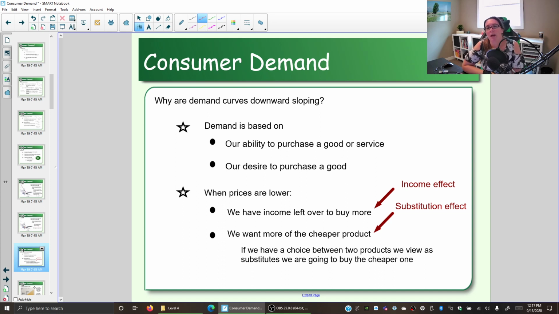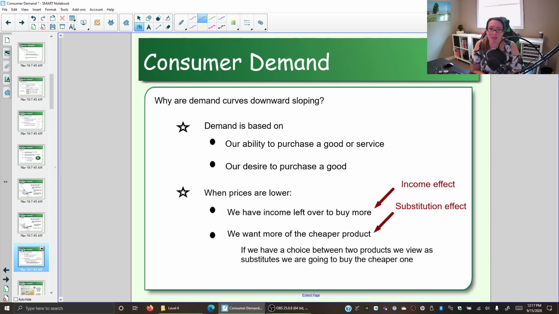Now, what happens if there is a change in price? Well, we said that if the price of a sandwich fell, then we could now afford 2 sandwiches today for lunch. We might be willing to buy more. We're definitely able to buy more. Well, what if there is no change in your income?